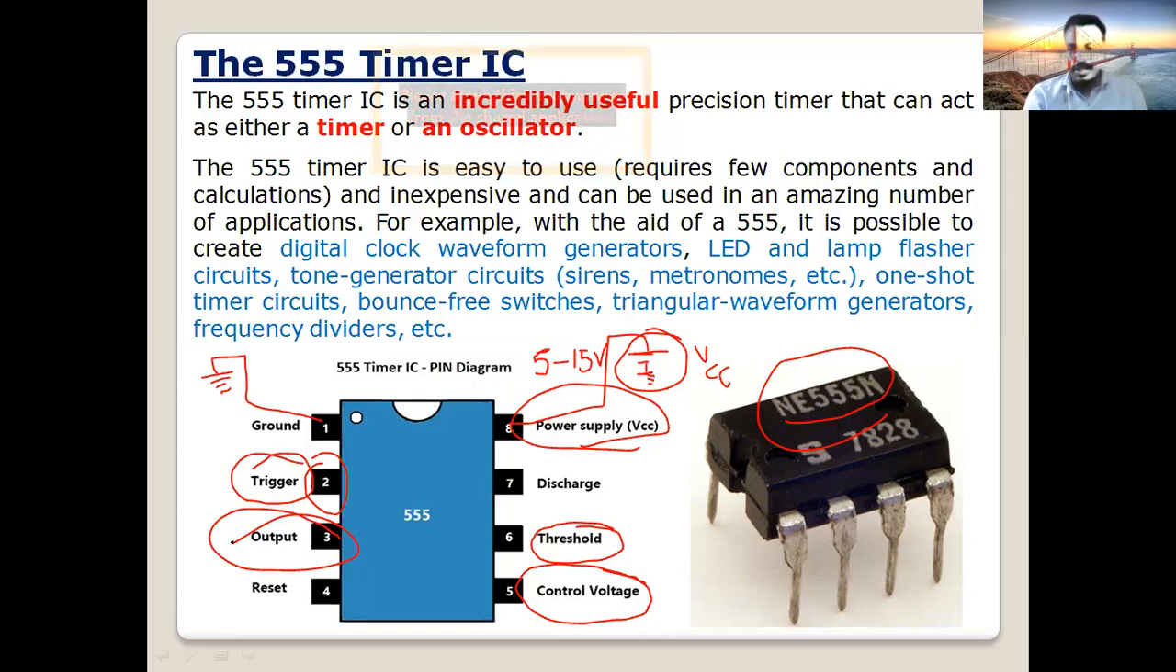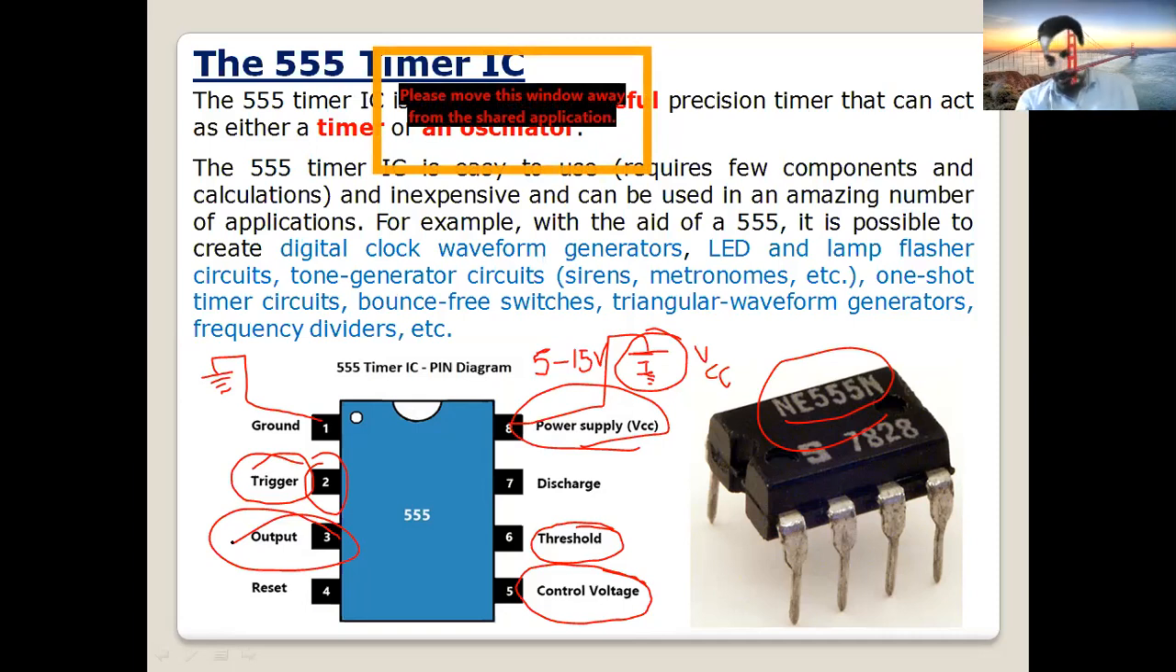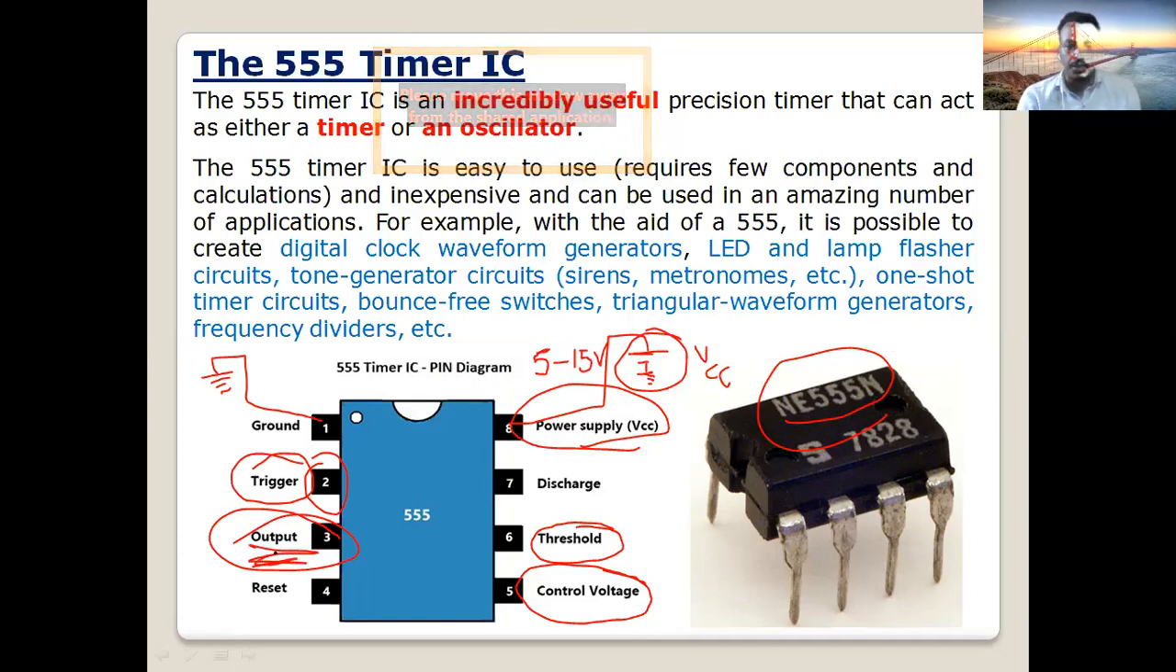Let me show you one example. What does it mean by trigger input? Pin 6 is another input called threshold. This IC takes 2 inputs from pin number 2 and pin number 6, sometimes from pin number 5. Where is the output? This device will give us output at pin number 3 here. You can see pin number 3 is our output.